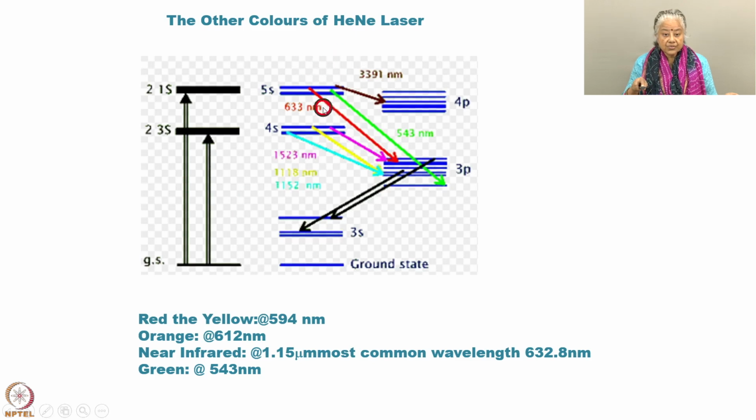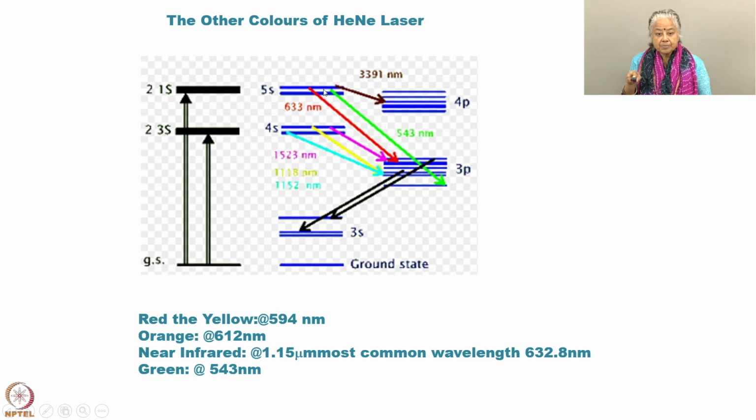There are 2 sharp lines in this 5s level. And then even the 4s level, you have these 2 lines when you look a bit more closely. And the 4p and the 3p are kind of broadened. So, there are a few more lines, not just one line. Here also there are a few more lines, and that increases the possibility of different kinds of lasing action.